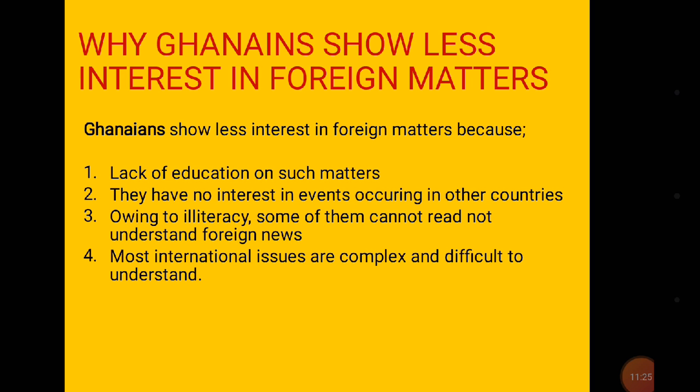Then also increasing educational level is very important, because when the people are educated, they'll be able to read and comprehend foreign news. Okay, so today I hope you have learned a lot. What have you learned? Well, we have discussed the types of assistance that Ghana gives to other nations. We also looked at basic rules that Ghana should follow in accepting cooperation or aid. Then we also looked at how or why Ghanaians show less interest in foreign matters and what can be done.